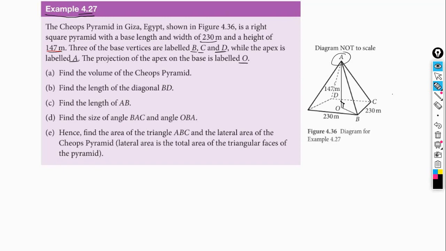Part A, find the volume of the Cheops pyramid. So remember that the volume of a square-based pyramid is equal to 1/3 area of the base. So in this case, 230 squared, because it's a square, times the height, which is 147. And this is going to give us exactly 2,592,100 meters cubed.